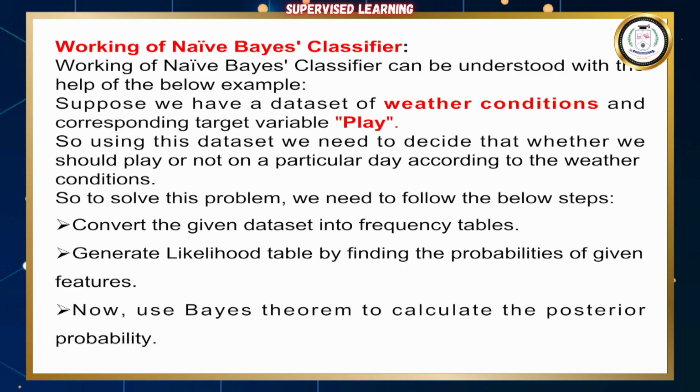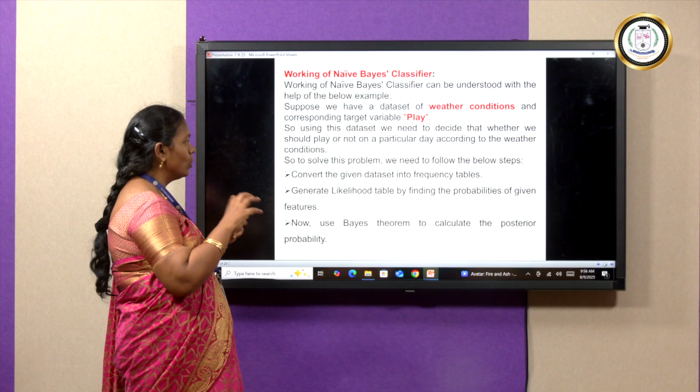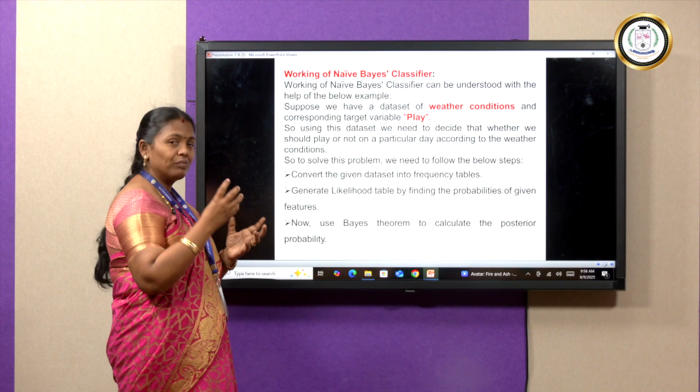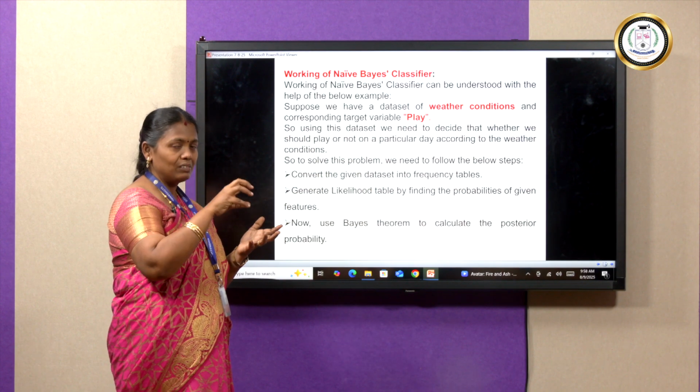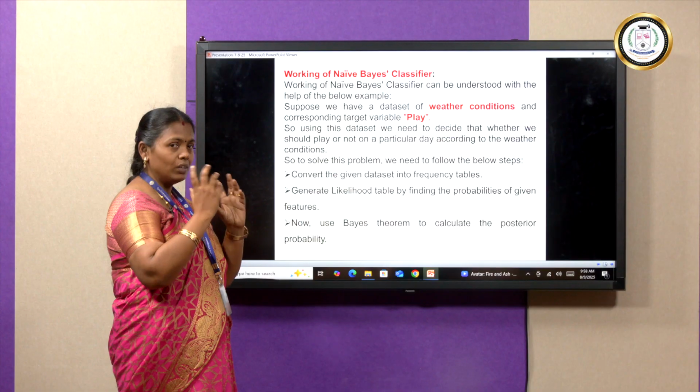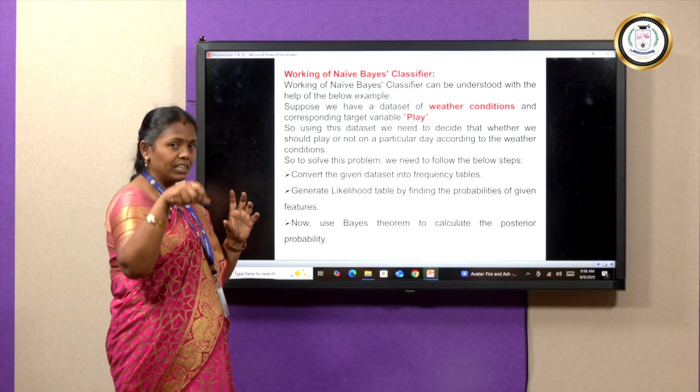This is mainly used: first it will convert your data set into frequency tables, then it will generate the likelihood tables by finding the probability of the given features. So whether rain will come or not, it will find the overall probability of each condition, right?